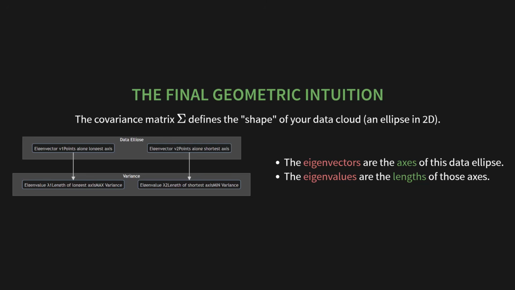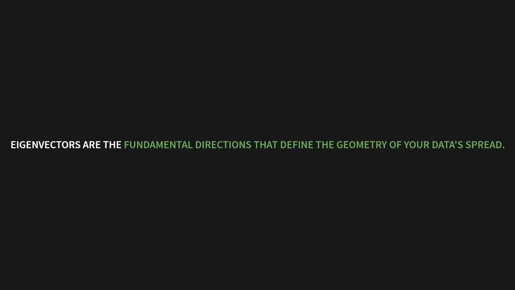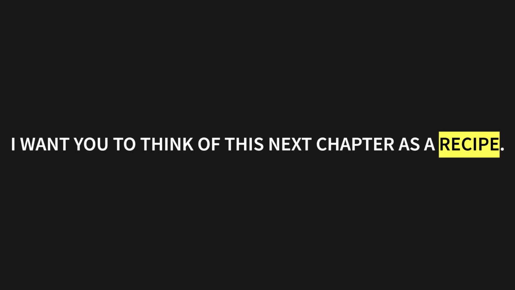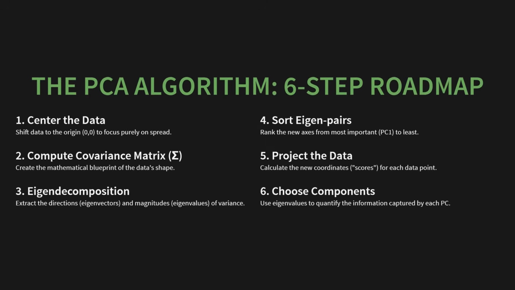It's that simple. Eigenvectors aren't just some abstract concept from a math class. They are the fundamental directions that define the geometry of your data's spread. You know the why. Now it's time for the how. I want you to think of this next chapter as a recipe. A reliable 6-step recipe that works every single time.